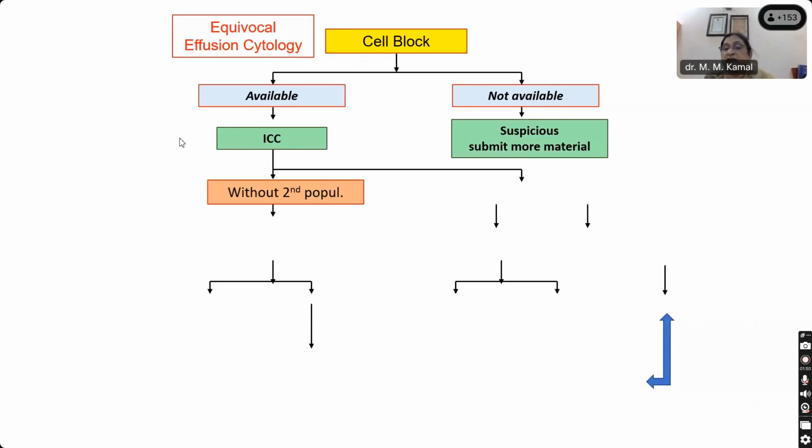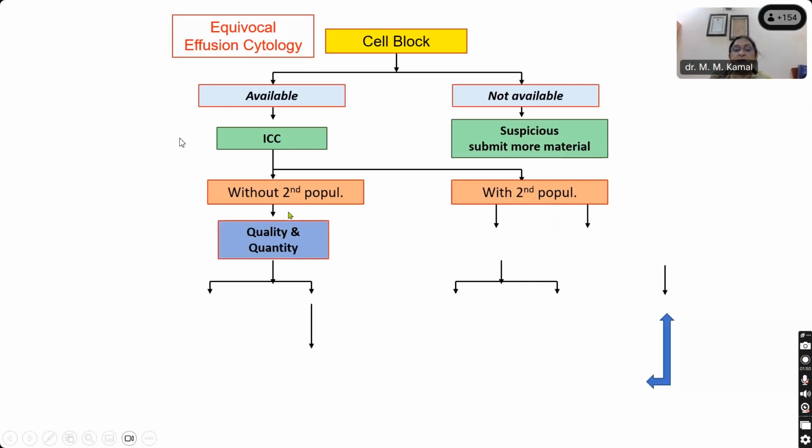Now, what do you understand by second population? Which is the primary population in any fluid? Mesothelial cells. So anything apart from the mesothelial cells appearing alien in that area is the second population. Now, when you do not have a cell block facility and you have material suspicious for malignancy, what are you going to do? And that suspicious malignancy may be with or without a second population.